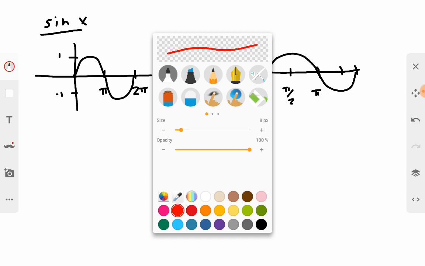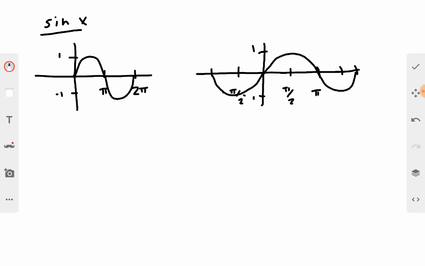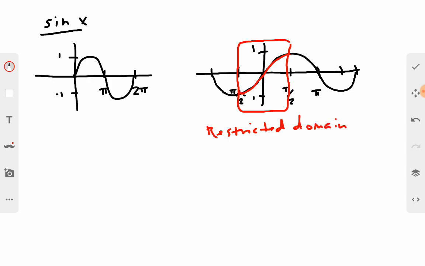Now if we look at this section right here, negative pi over 2 to positive pi over 2, we can see that we cover all of the y values going from negative 1 to positive 1, and we don't repeat any of them. So this section of sine going from negative pi over 2 to pi over 2 gives us a one-to-one function. So we call that a restricted domain.